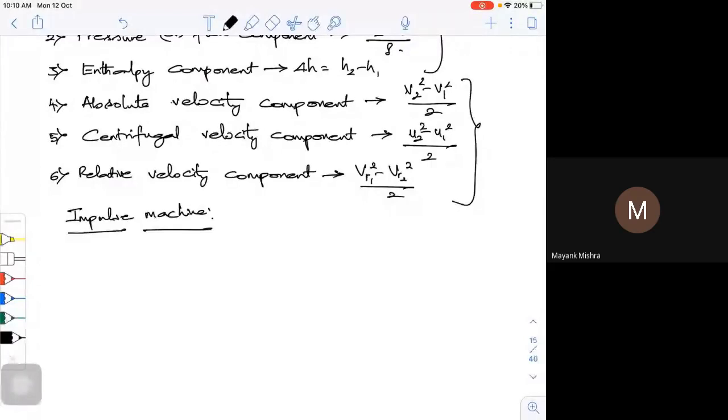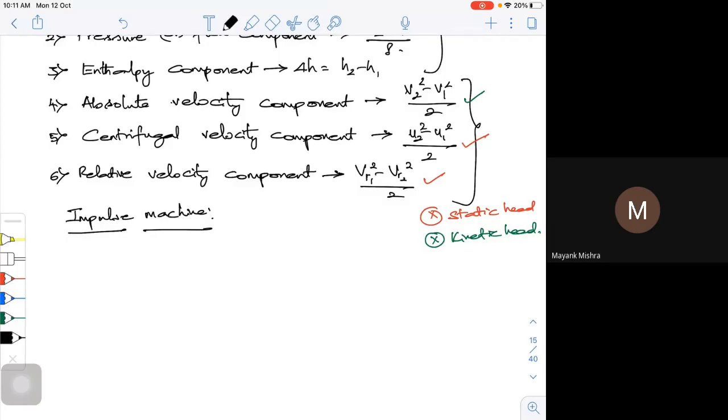If you closely look at it, already we have seen the centrifugal component and relative component, both are static. Both will lead to what is called static head. Then your kinetic energy is the kinetic head. Now what will happen in case of an impulse machine? In an impulse machine, there is no change in static pressure or static head across the impeller. That means across the rotor or an impeller.